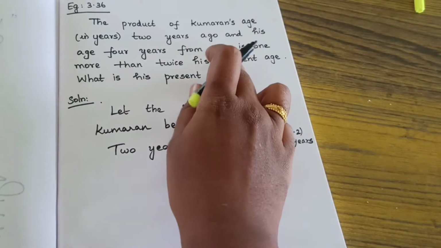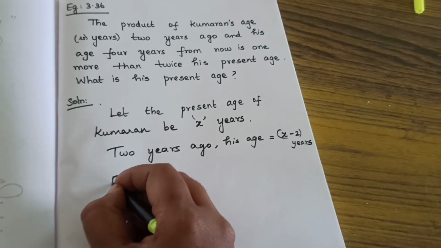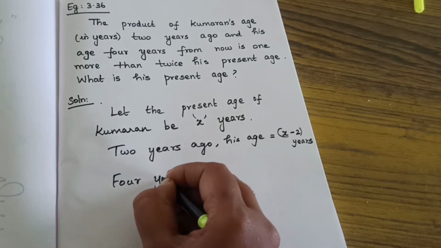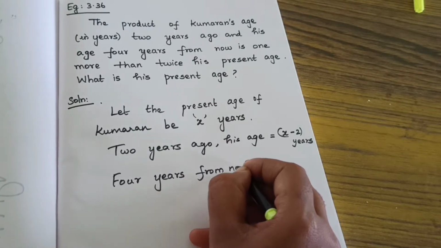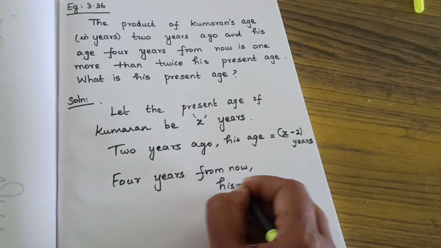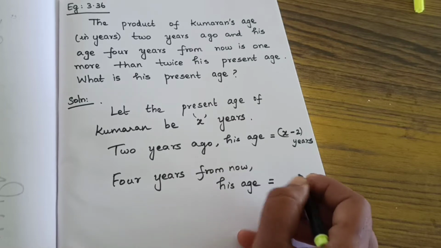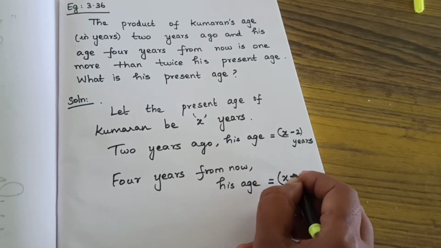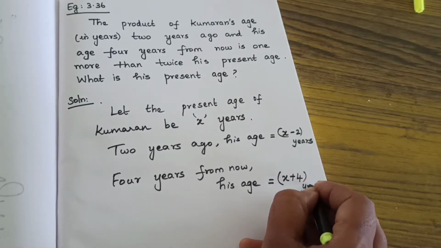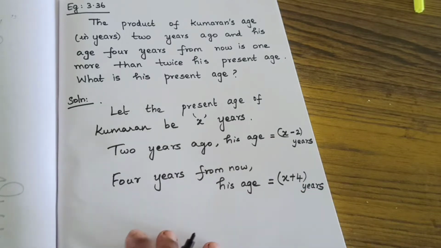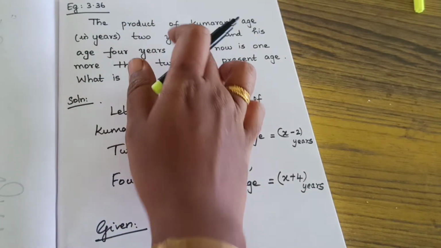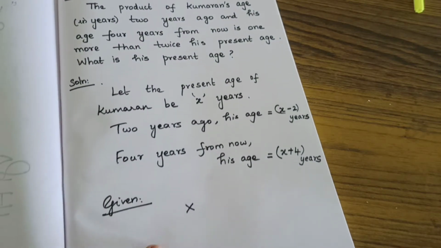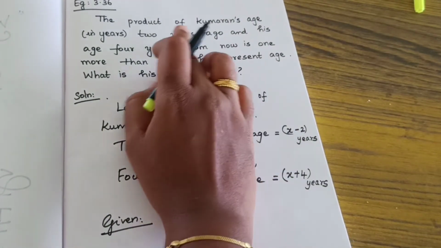4 years from now. His age means Kumaran's age only. 4 years from now, we need to add, correct? X plus 4 years. Now come to the statement. That is given the product of. So we need to multiply some terms. What is the thing we are going to multiply?